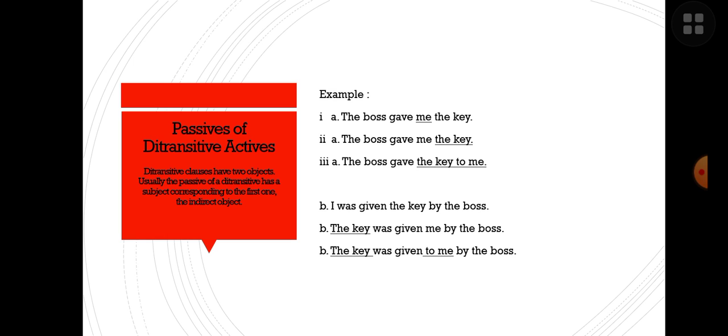Passive of the transitive active. The transitive clause has two objects. Usually the passive of a transitive has a subject corresponding to the first one, the indirect object. Example, first: the boss gave me the key. I was given the key by the boss. The boss gave me the key. The key was given me by the boss. The boss gave the key to me. The key was given to me by the boss.